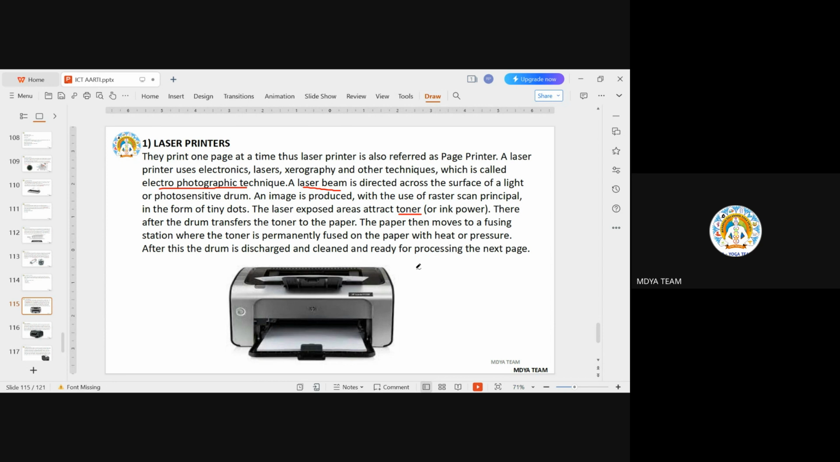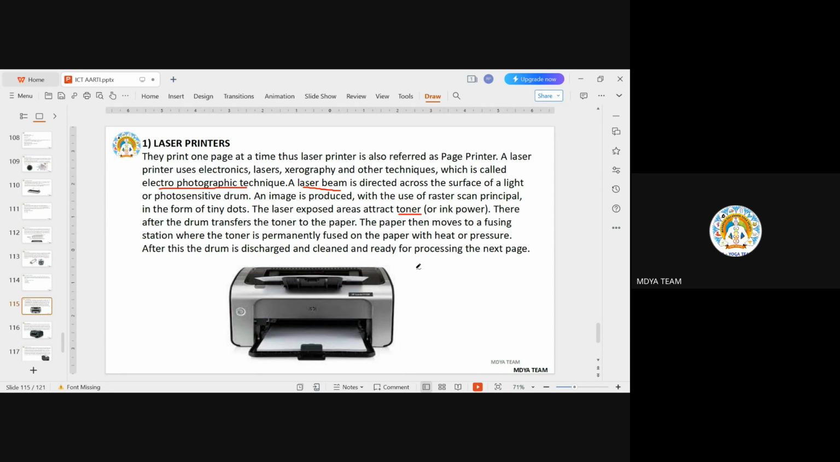Sometimes a question is asked in the exam: in a laser printer, is dry ink used or liquid ink used? You have to tick the liquid ink. But before printing, we put the dry toner in the cartridge. Toner, dry ink, we put in the cartridge. We fill the cartridge with the dry ink before printing.